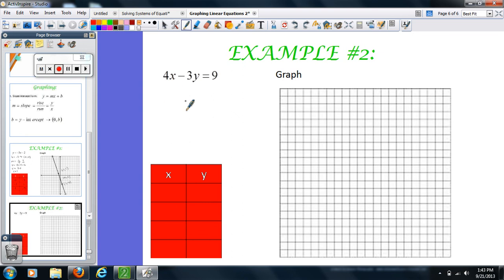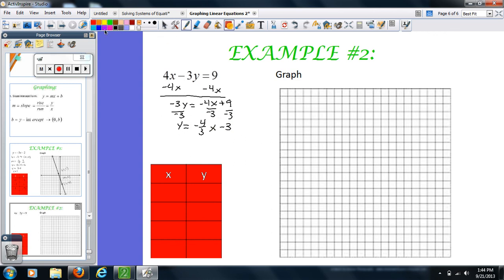Now doing example 2, you've got to remember this is what we call standard form, and it's not easy to graph in standard form. The easiest way to graph really is in slope-intercept form. So in order to do that, I need to get it to be y equals, which means I have to solve for y. So I'm going to subtract 4x from both sides. I get negative 3y equals negative 4x plus 9. Now I'm going to divide by negative 3, and I get y equals negative 4/3 x minus 3.